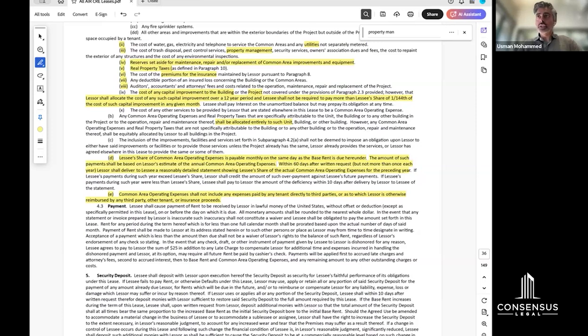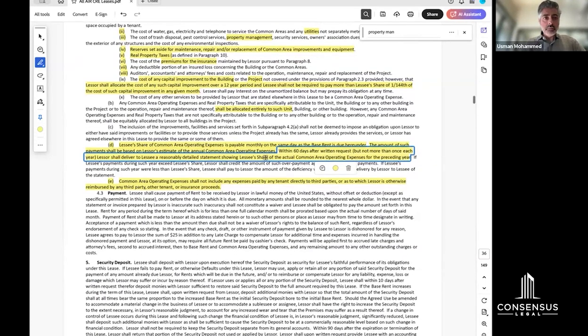Now, Justin, your question was more than that. You're talking about more detail, invoices, receipts, that type of thing. This does not provide for or require lessor to provide invoices. It's a statement that's required. So the answer to your question is no, lessor does not have to provide it under the terms of the lease. And then the rest of this, I think, gets into reconciliation of estimates.